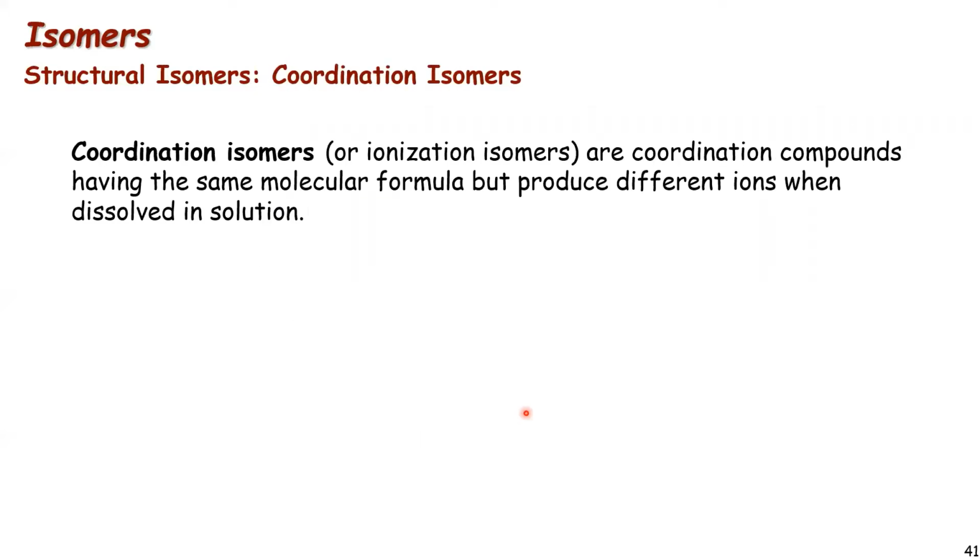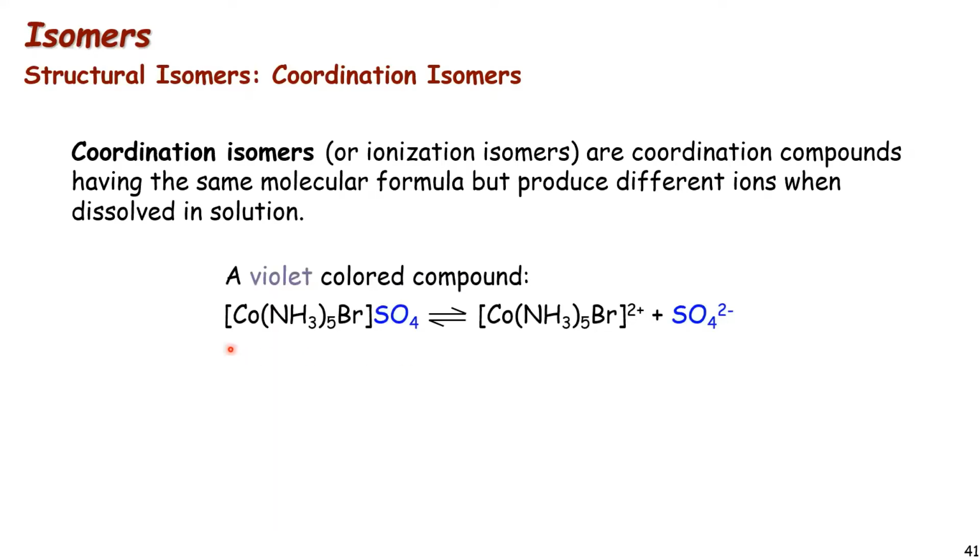Next, we have coordination isomers. These are sometimes referred to as ionization isomers. In this type of coordination compound, basically what happens is the ligand switches places with the counter ion to form two different isomers. Here's an example of that. Here we have the tetraammine bromo cobalt(III) complex ion, and it has a counter ion of the sulfate. When you throw this into water, it's going to dissociate into the complex ion and the sulfate as the counter ion. And this solution is violet in color.